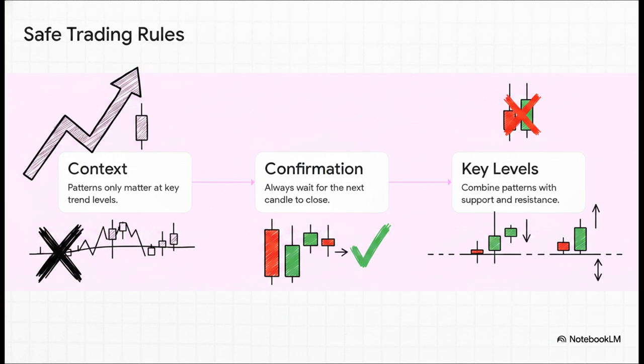Never, ever jump in the absolute second a candle forms. Always wait for the next candle to close. See a bullish engulfing pattern? Great. Wait for the next session to make sure the price is actually continuing upward. Step 3. Use support and resistance. Location is everything. A reversal pattern forming exactly at a historical price level where the stock has bounced before carries significantly more weight than one just floating in the middle of nowhere.